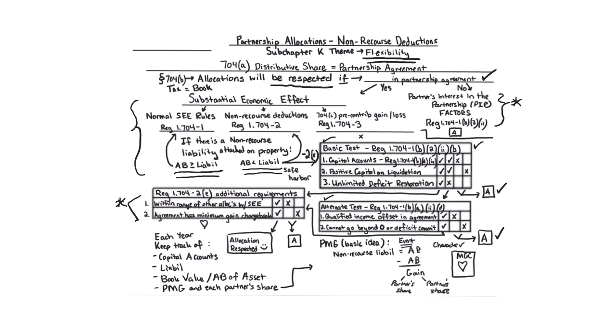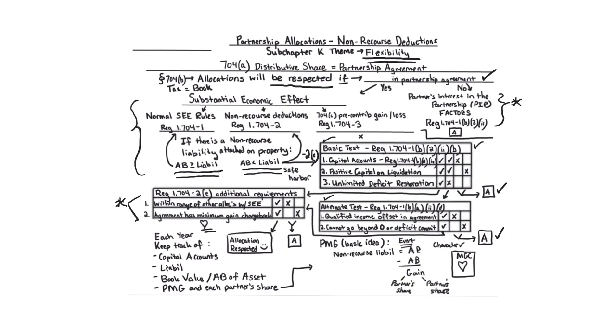The second is that the agreement has a minimum gain chargeback. Okay, well, our partnership agreement, we got that. That's excellent. I want to stress how important the minimum gain chargeback is. The minimum gain chargeback is the heart of the non-recourse deduction safe harbor. I'm going to explain that in a moment.